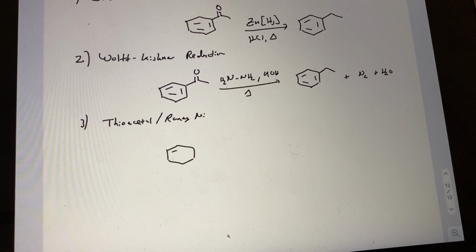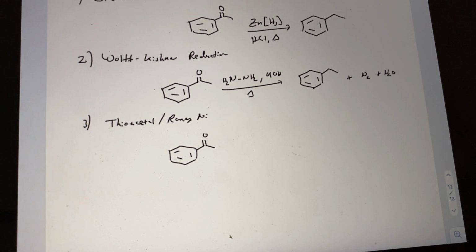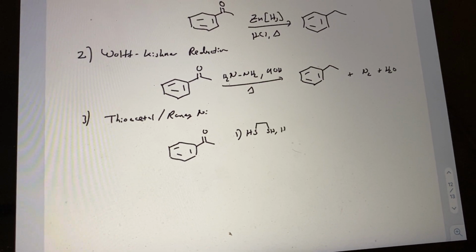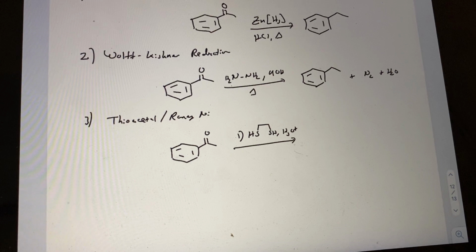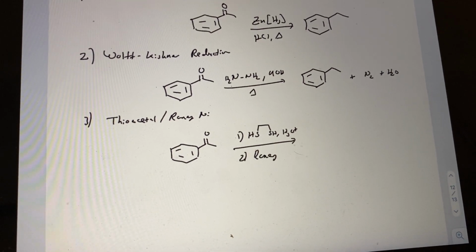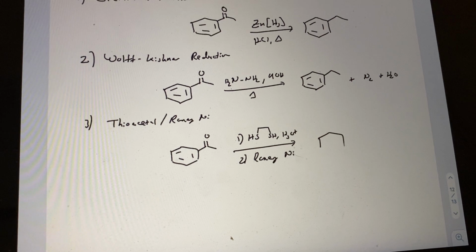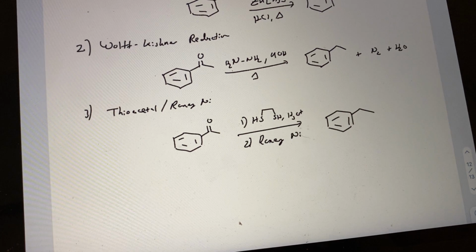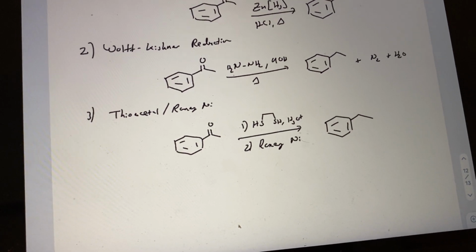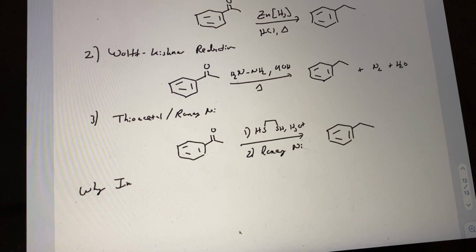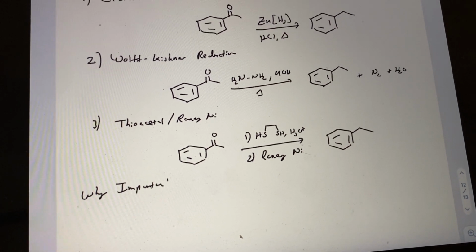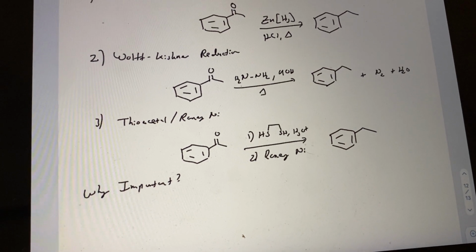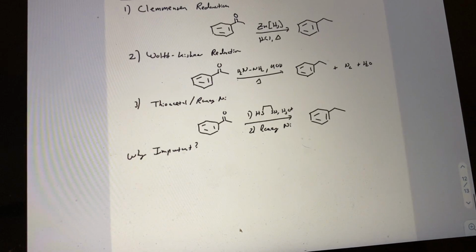Same group, and then step 1 was a thioacetal. Step 2 was Raney nickel. So those were 3 ways to get rid of a carbonyl group. Now, a great question here is probably, why is this important for what we're doing now? Hopefully this will help justify this. So I'll make it a little smaller and scroll up so I can keep those there.